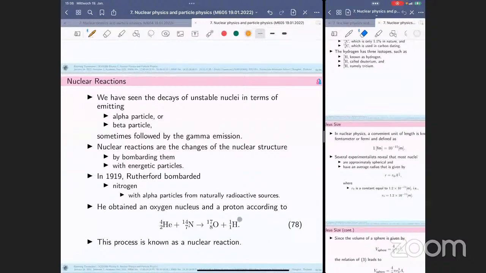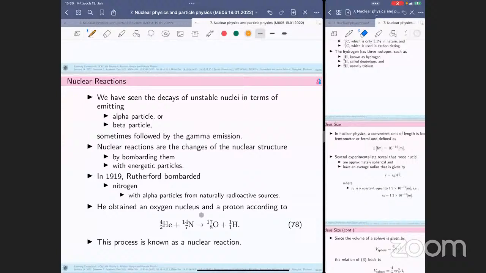X11 means the hydrogen nucleus, sorry, which is actually a proton, right? Because the basic hydrogen doesn't have a neutron at all. So this is actually a proton. So Rutherford projected the alpha particle at the nitrogen nucleus, and he got oxygen and a proton, right? And this is the first process called a nuclear reaction on Earth, okay, in 1919 by Rutherford.